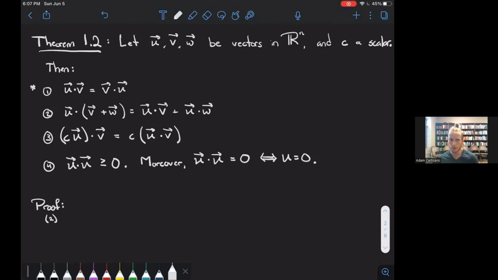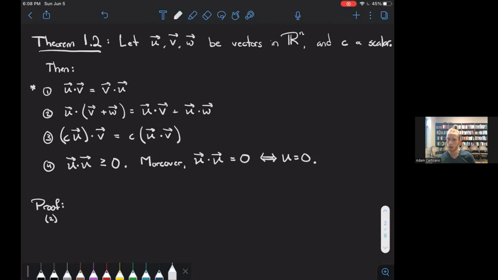The next one is a form of distributivity. If you have the product of u dot the sum of v and w, then you could have done the dot product u dot v and u dot w, and then added the two resulting numbers together. We will prove that one in just a moment.